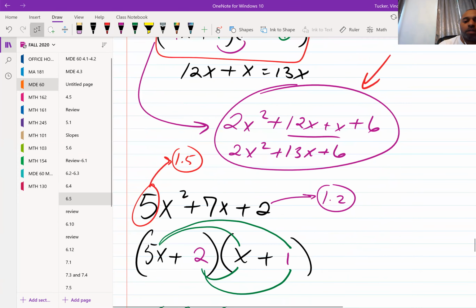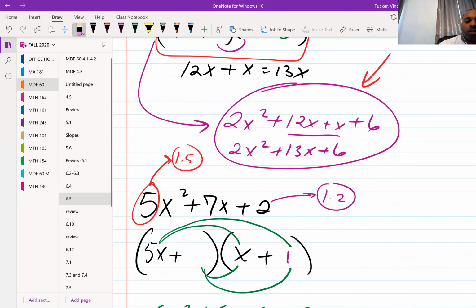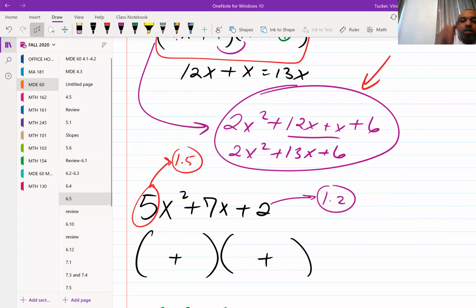This is another plus and plus, but it's okay. All right, so here we're looking at 5x squared plus 7x plus 2. Once again, signs are going to be the same and positive because it's plus and plus. Now we need to look at our factors of 5 and our factors of 2. Factors of 5 is 1 times 5. Factors of 2, 1 times 2. So those are our only options. We just need to put them in the right order.